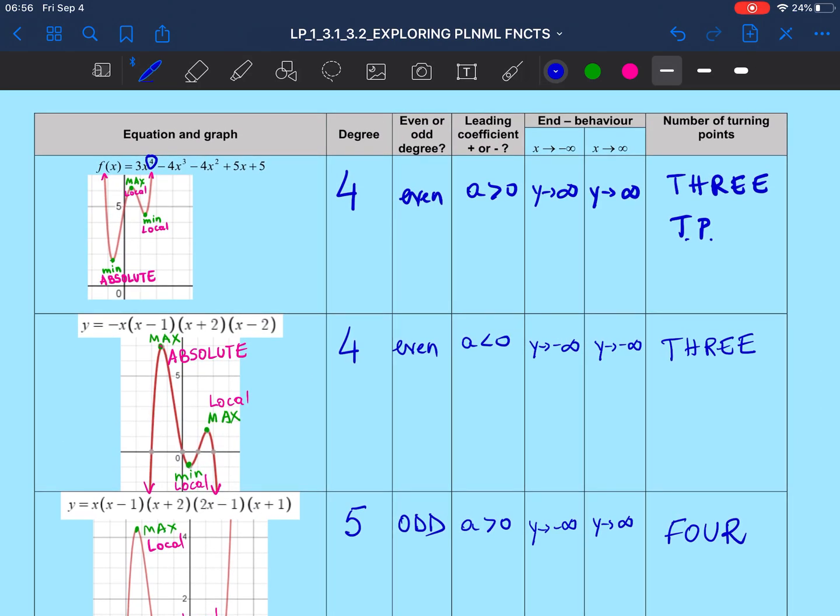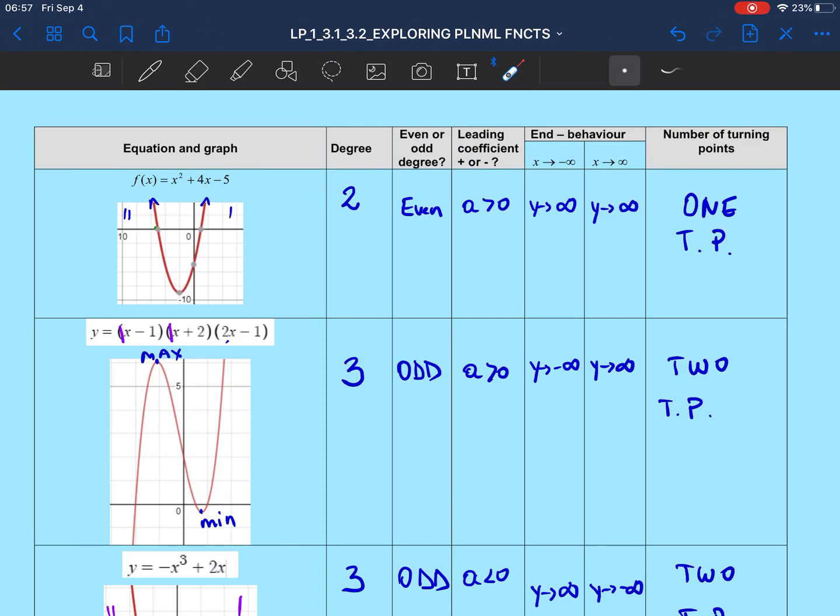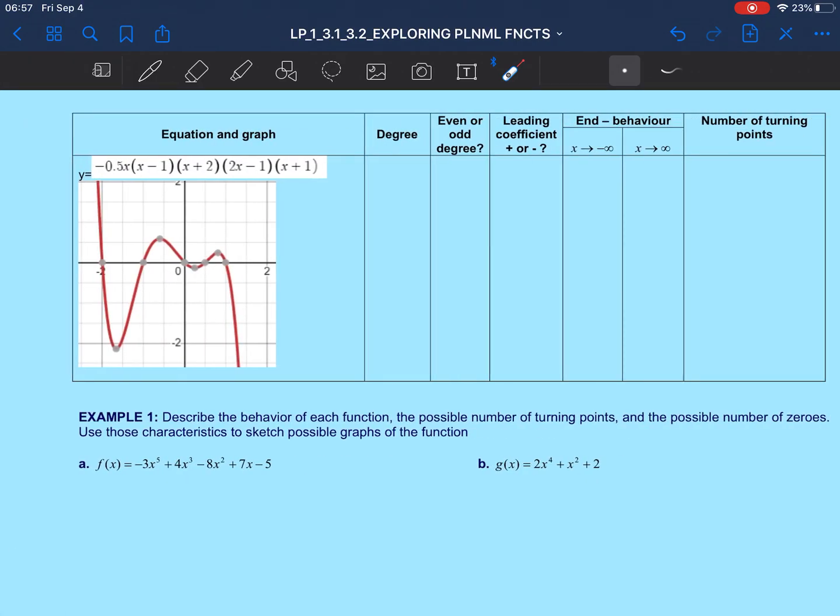And the pattern I would say here is degree 5, 4 turning points; degree 4, 3 turning points; degree 4, 3 turning points; degree 2, 1 turning point; 3, 2 turning points; 3, 2 turning points. So there is a relationship between the degree of a polynomial function and the number of turning points. The number of turning points will be 1 less than the degree of the function.